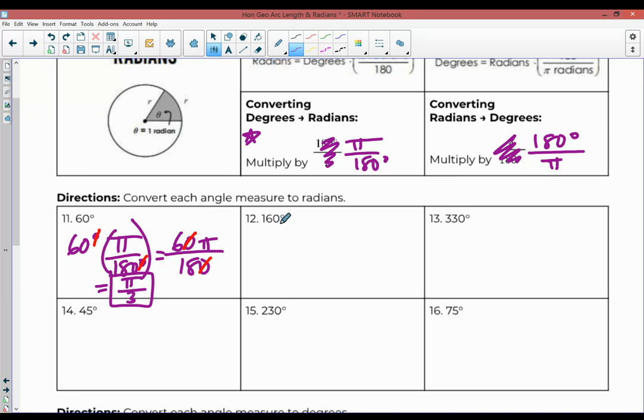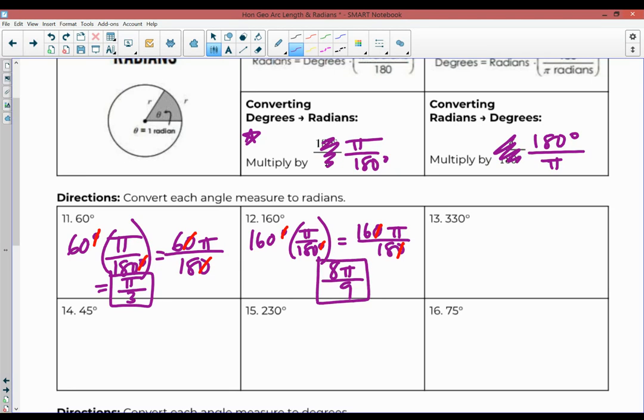Here we have 160 degrees. So I'm going to multiply by pi over 180 degrees. So I have 160 pi over 180. So those degrees cancel, those zeros eliminate. And now I just reduce the fraction part. I'm going to leave the pi in the numerator. So that's going to be 8 pi over 9. That's almost 1 pi, remember? This is going to be pi radians when it goes all the way here. So 8/9 pi would maybe be around here.